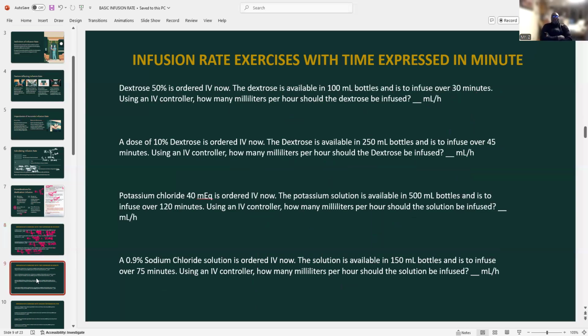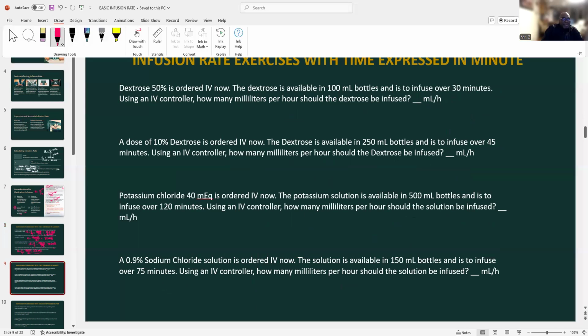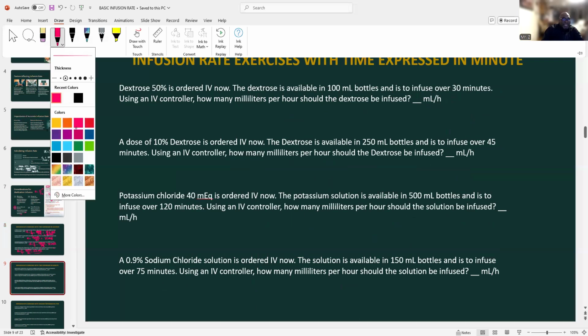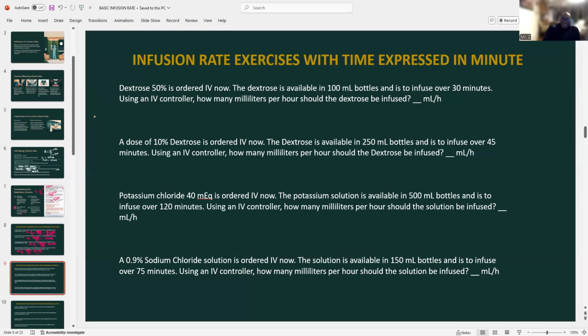Now here, we're going to solve infusion rate exercises with the time expressed in minutes. Same concept, but here, the time is expressed in minutes. So we need to figure out how we can solve that, right? Over there, we did exercises where the time was in hours. Here, the time is in minutes. You have to make sure your volume is in milliliter. Yes, I got 100 milliliter to be infused over 30 minutes.